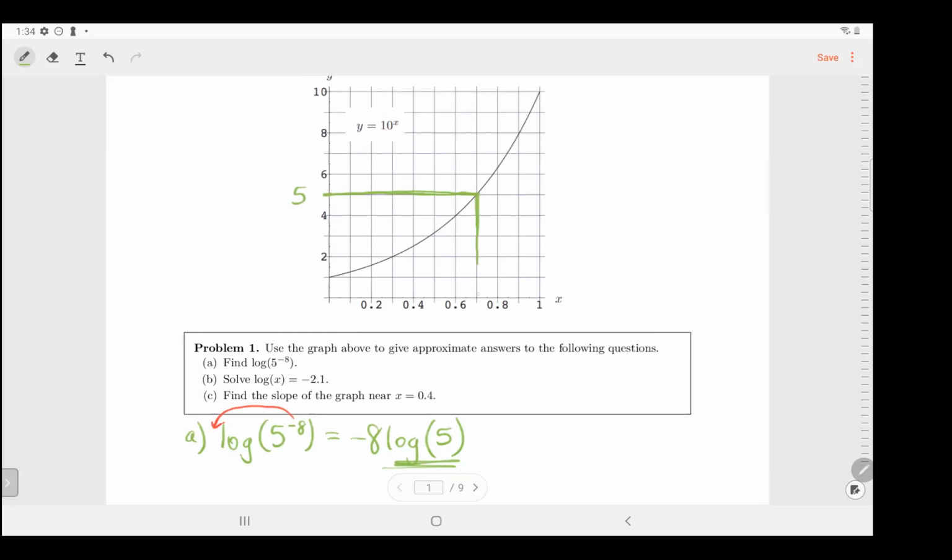And lo and behold, it's actually a very nice answer of about 0.7. Okay, so this is negative 8 times 0.7, which if you work that out, what's that, negative 5.6, I think? Assuming I still know how to multiply. Okay, cool. So hopefully that one's not too bad. Any questions about that before I do part B?